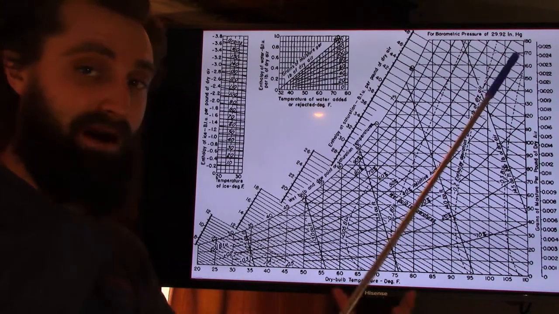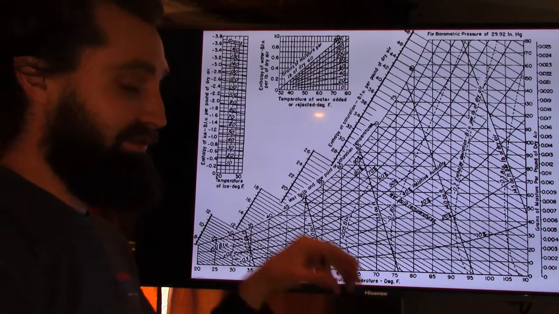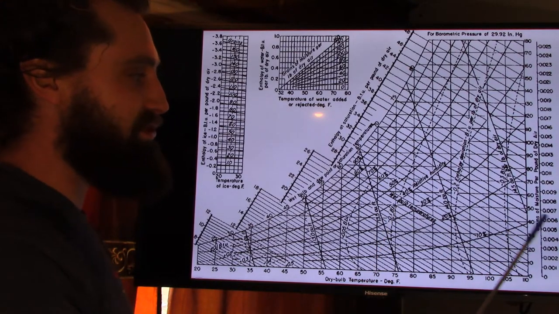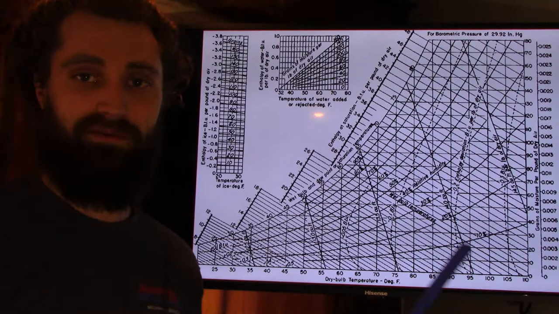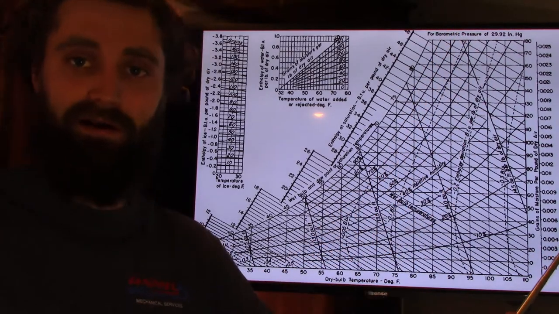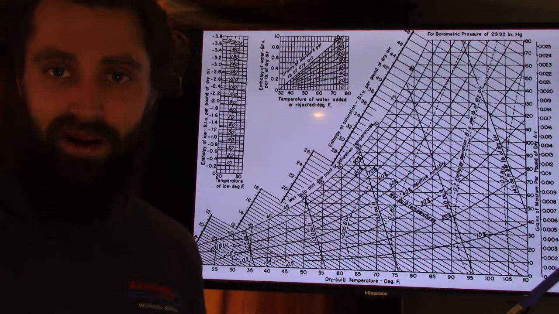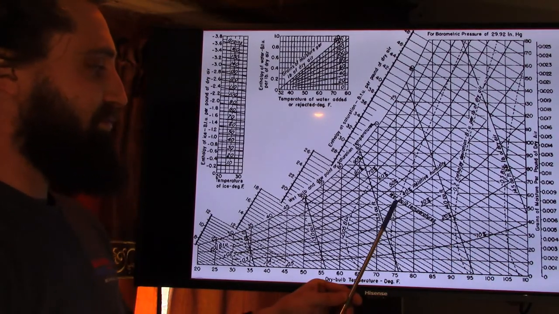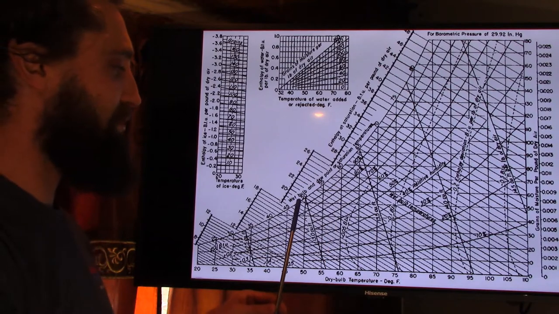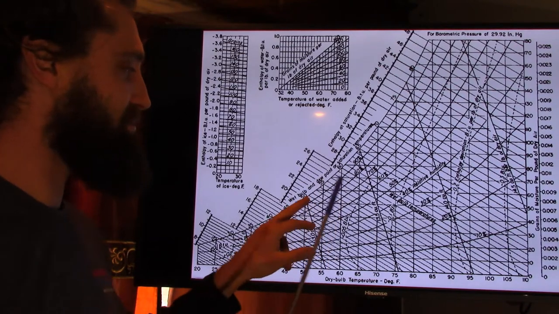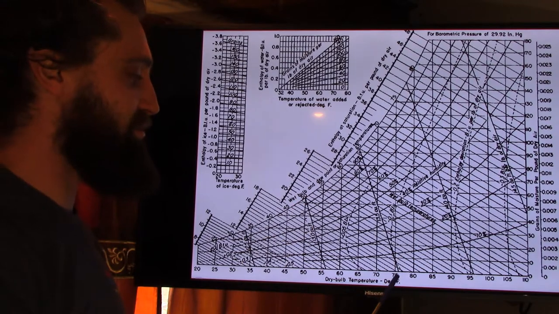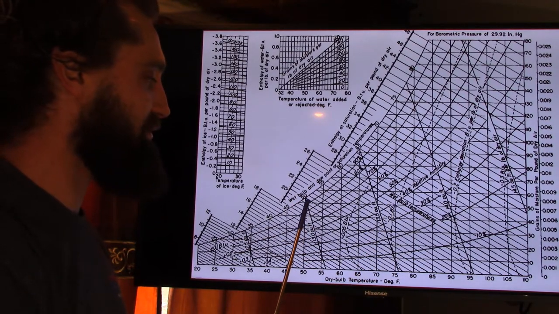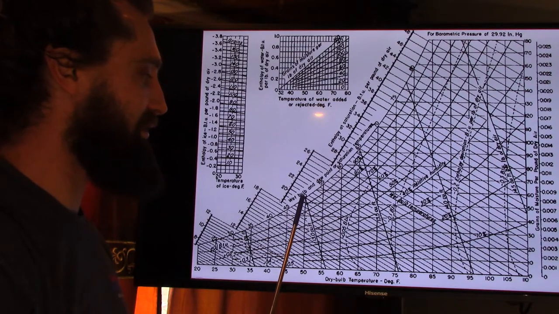So in a pound of air, for Mrs. Jones' house there on her return, we would have probably 52 grains of moisture per pound of air. So in a pound of air, we'd have 52 little tiny grains of water droplets. Same point, if we move to the left, where we hit this 100% line, that is our dew point. So the dew point for that return air is right at about 50 degrees.